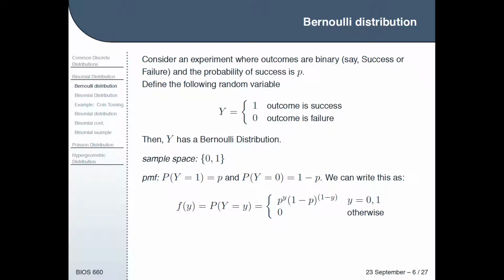Which you can write for the PMF as p to the y times 1 minus p to the 1 minus y, because as you can see, if y is equal to 1, then the 1 minus p term will have exponent 0, and if y is equal to 0, then the p term will have exponent 0, so you end up with just probability y equals 1 is p and y equals 0 is 1 minus p. And if you want, it's also relatively straightforward to calculate the CDF, mean, and variance.